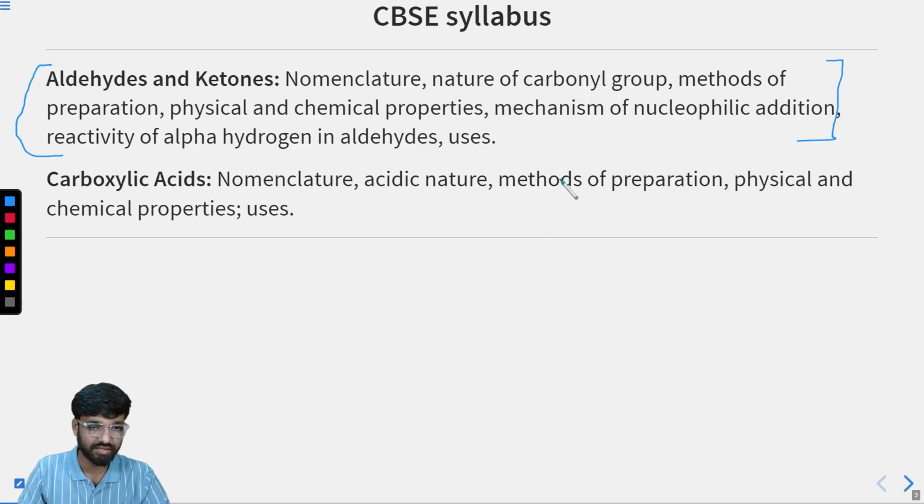In the last class we have seen the aldol reaction, majorly the aldol reaction and the Cannizzaro reaction. Also we have seen the mechanism of Clemmensen reduction and Wolff-Kishner reduction.